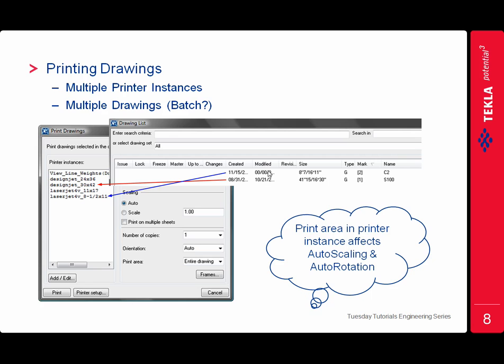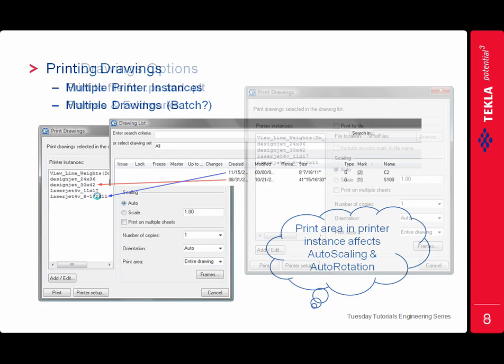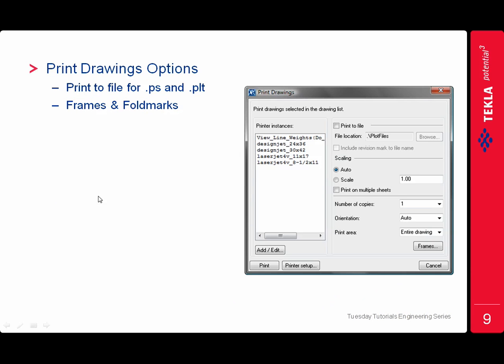Remember that the auto scaling and the orientation are affected by the print area, so not necessarily the drawing size, but the print area that you define in the printer instance.